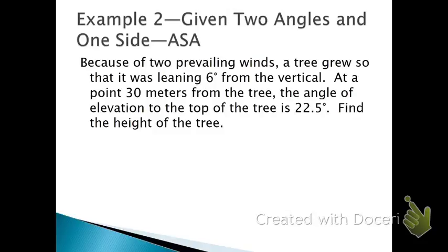So here's our drawing. So our tree is leaning, and it says it's 6 degrees from the vertical. So here would be our vertical. So this here is going to be 6 degrees. And at a point 30 meters from the tree, so we're out here somewhere, 30 meters, the angle of elevation to the top of the tree is 22.5. It says find the height of the tree. Well, my tree is what's leaning there, so I'm going to call that X.